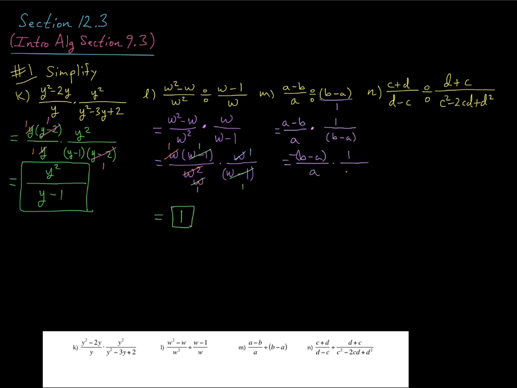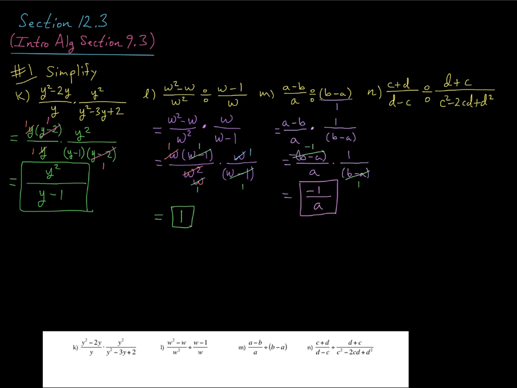And now I'm in a position to divide. So I'll divide out the b minus a. I'm going to be left with a negative 1 up here and a 1 here. And then when all is said and done, I'm going to be left with just a negative 1 on top and an a times 1, which is just an a on bottom. And that would do it.